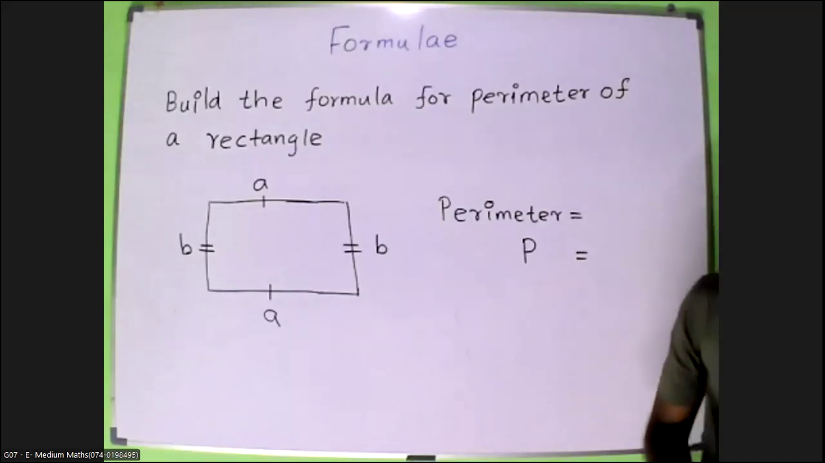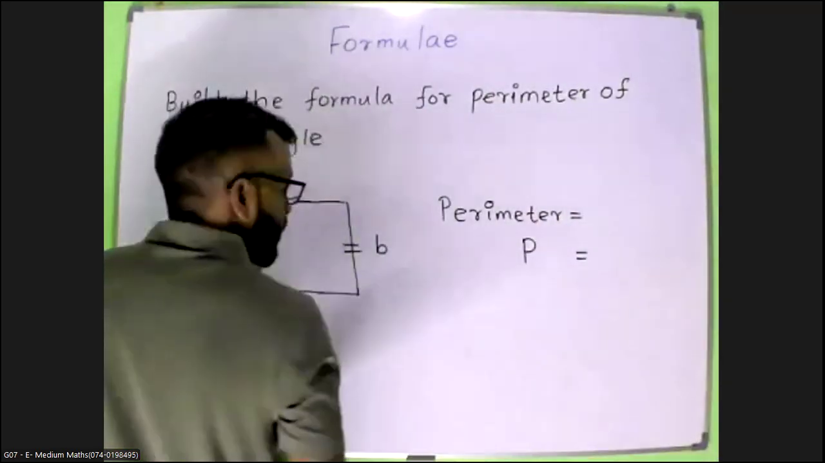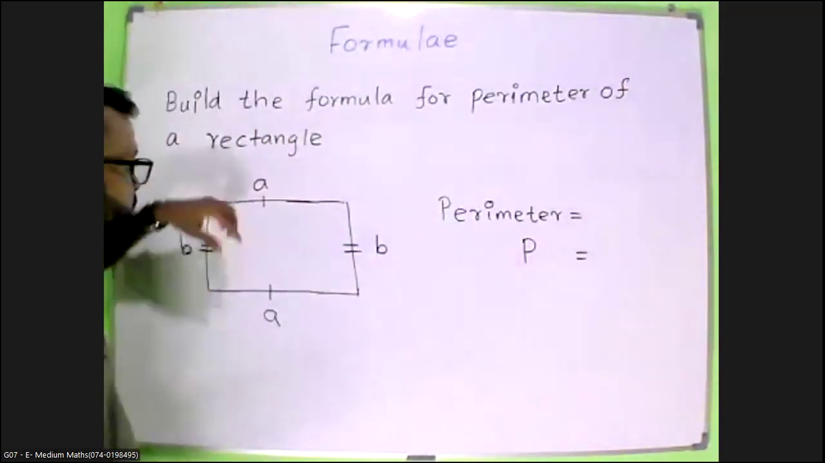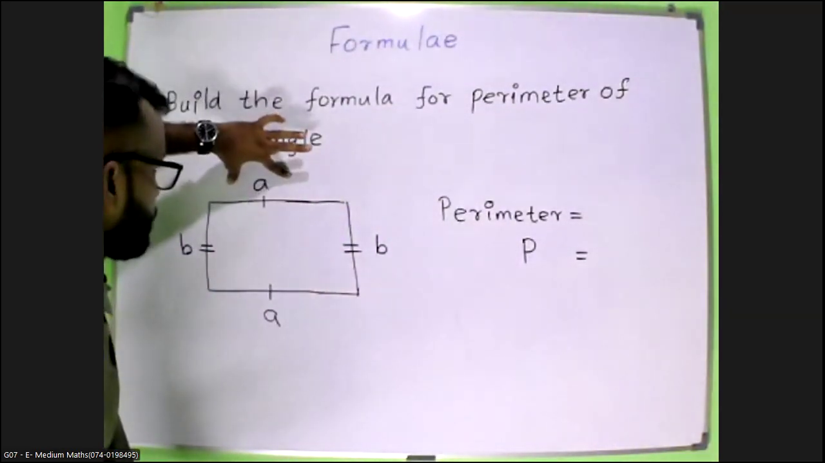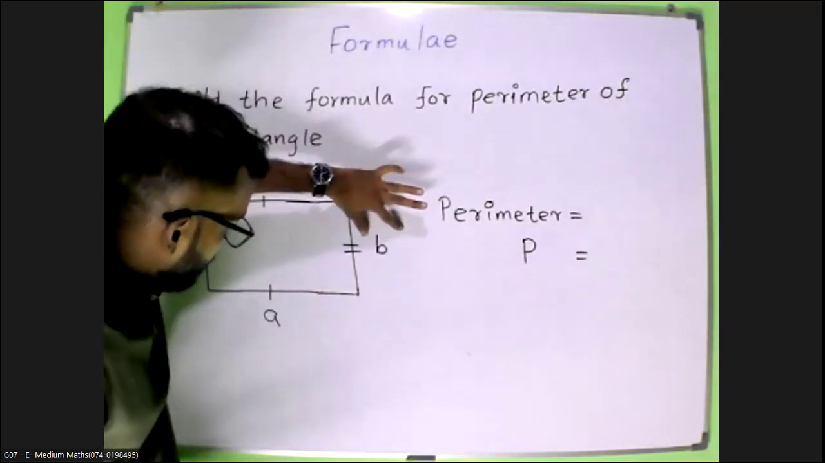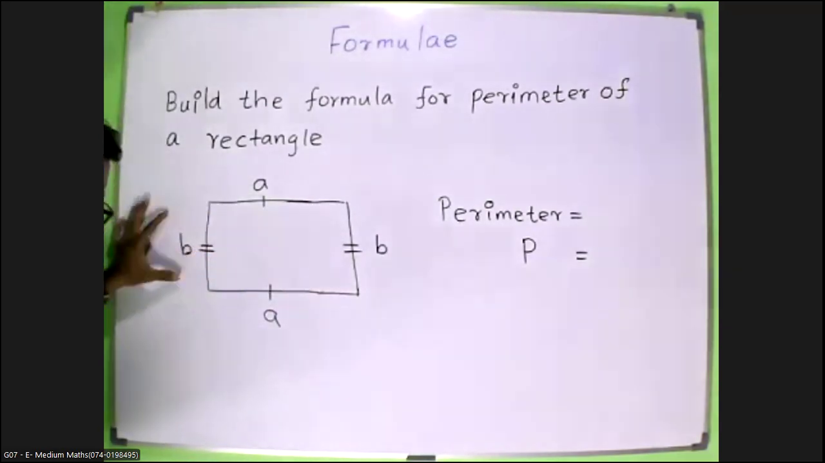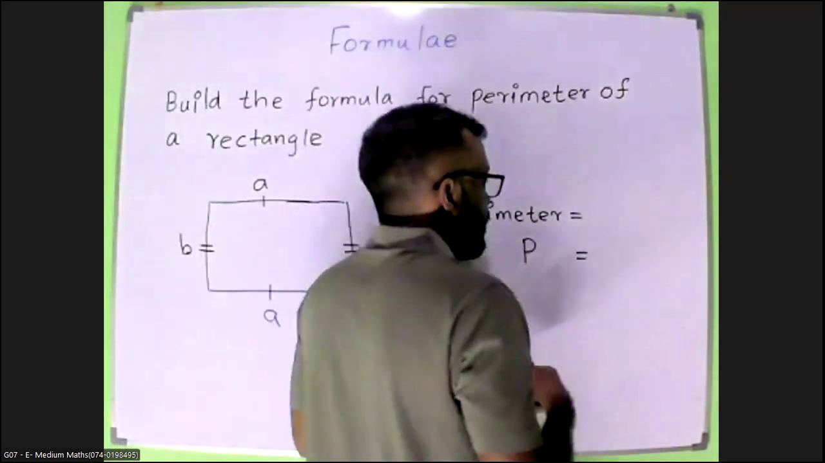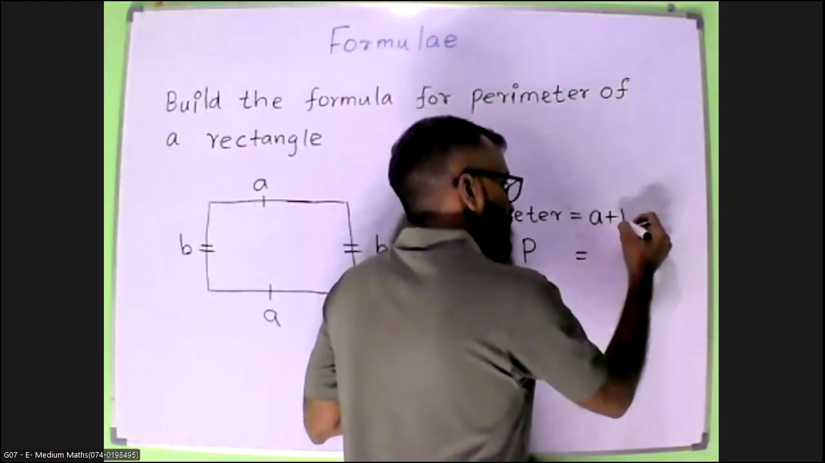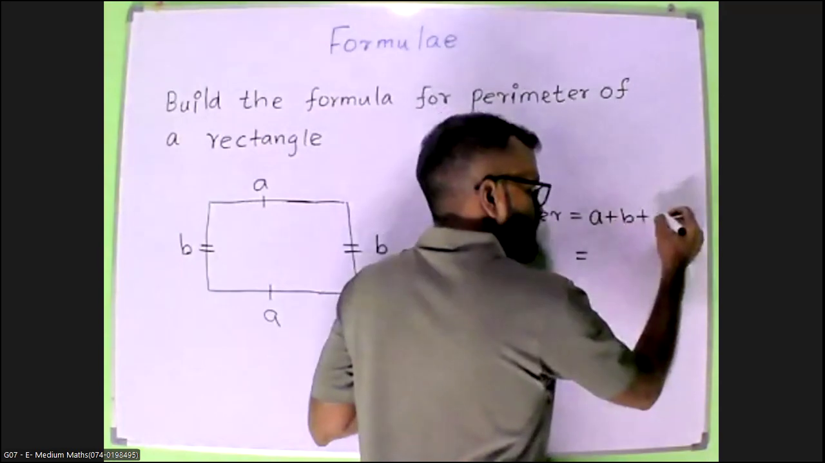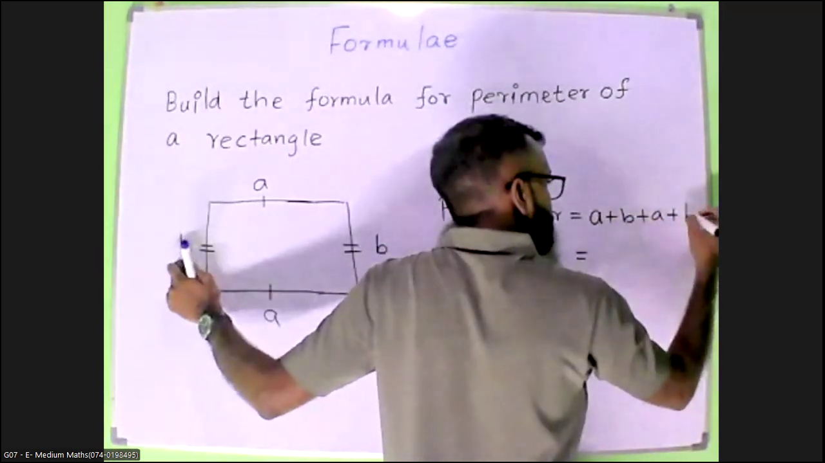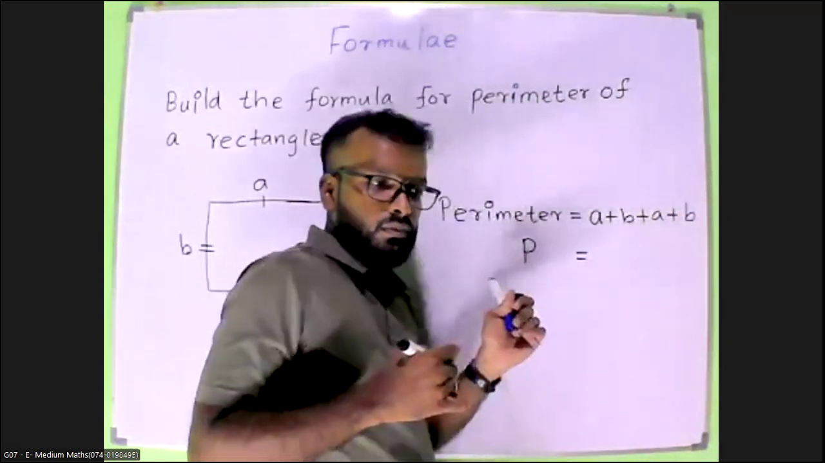Okay, so this one is very easy, very medium. I will begin from here. Now look at the board. A plus B plus A plus B. So I can write A plus B plus A then plus B. So this is my perimeter, right?